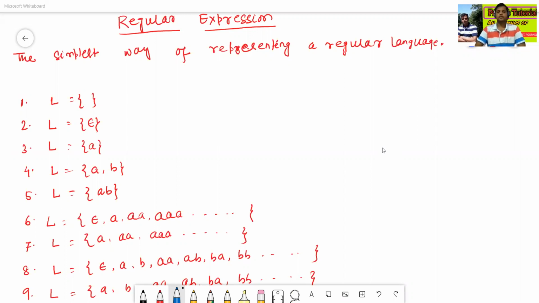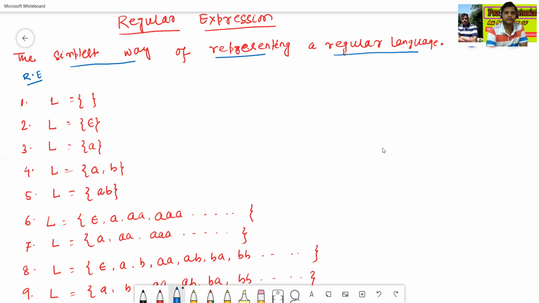Okay. So, what is the meaning of regular expression? The simplest way of representing a regular language is called regular expression. That means we'll represent a regular language in the simplest way. Let's understand through some examples what is the meaning of regular expression.